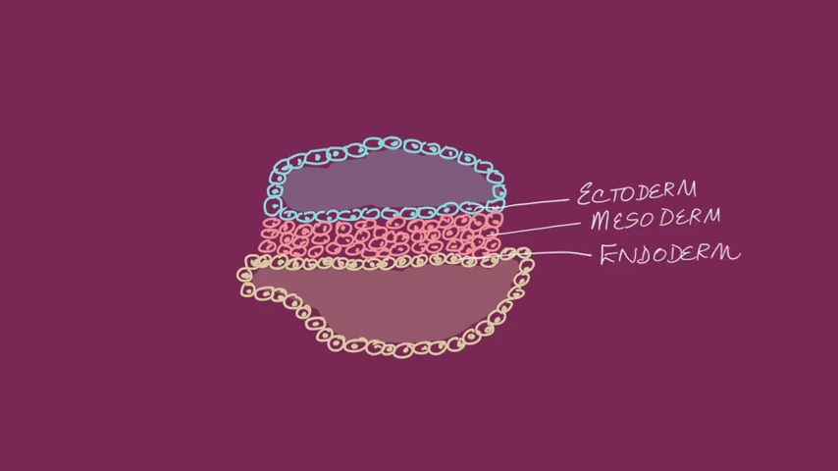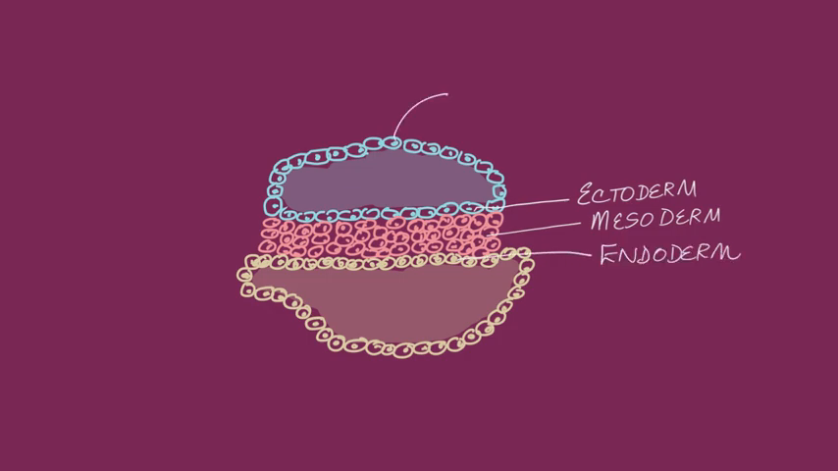Once the blastocyst has implanted, the cells of the blastocyst continue to divide and grow, but they also become differentiated. So at a very early stage, the fate of these cells is established. So we have three germ layers that are first established. We have ectodermal cells in blue, mesoderm in red, and endoderm in beige.